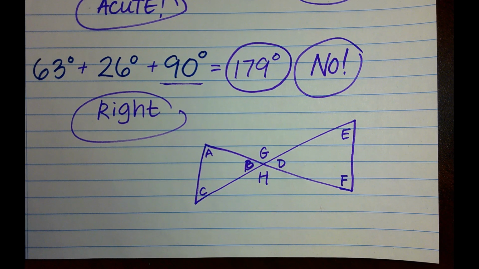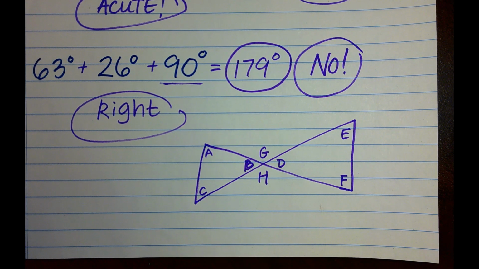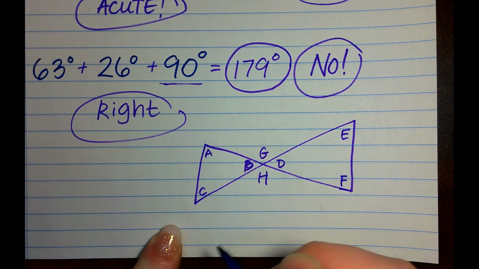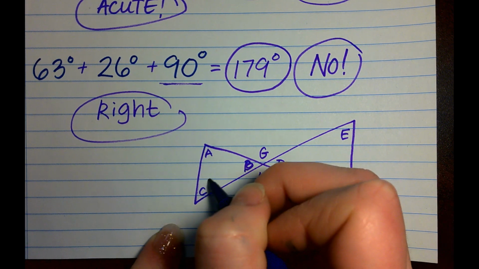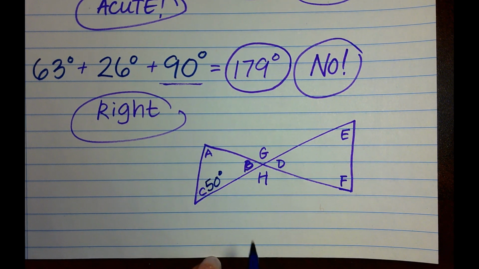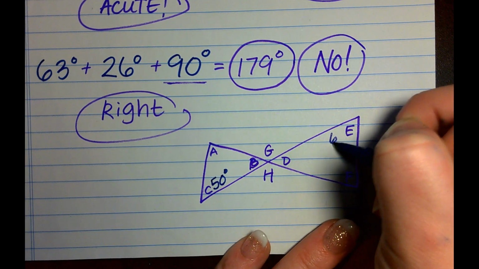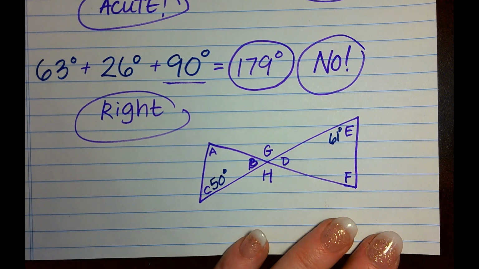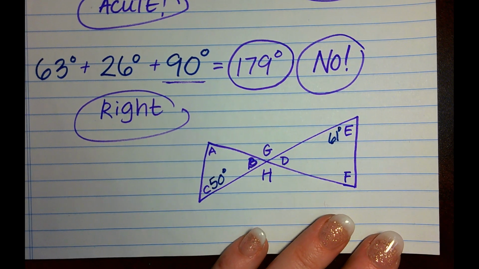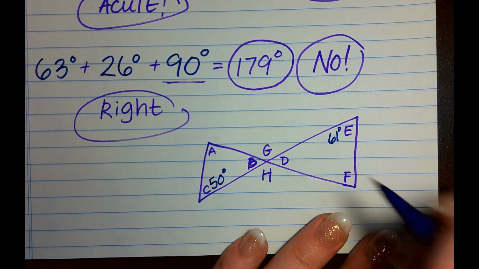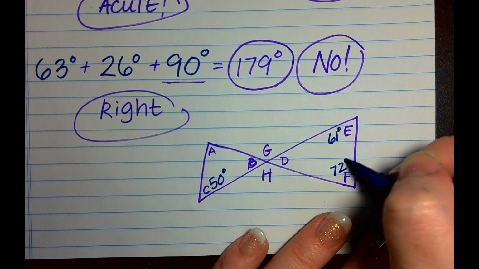And let's say I want to know, if I know that this angle here, angle C, is 50 degrees, and E is, let's say, 61 degrees, and F over here is 72 degrees.